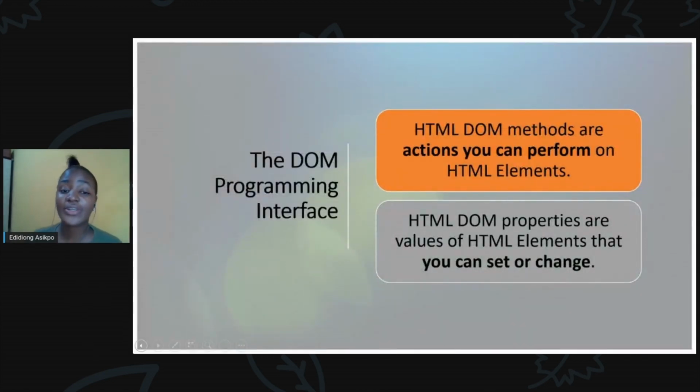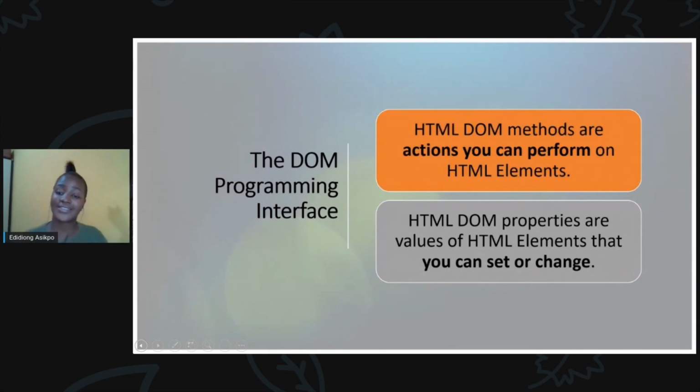All right. Before we go into that, there are two things you definitely need to take note of. The DOM has a programming interface which is made up of DOM methods and DOM properties. The DOM methods are the actions you can perform with the HTML elements. So let's say you want to find every HTML tag that is a paragraph. That's the kind of action you want to perform with these HTML elements. You want to access every div, all the paragraphs, all the images. That's what HTML DOM methods give you.